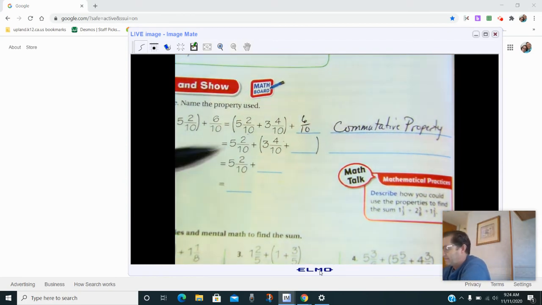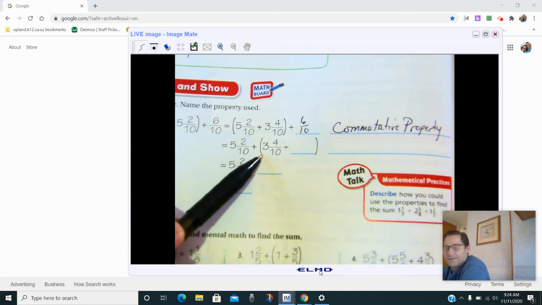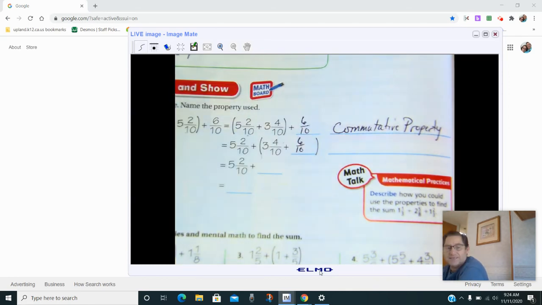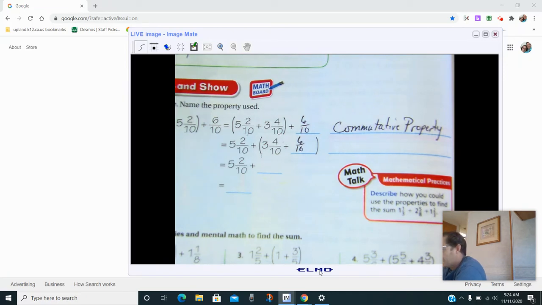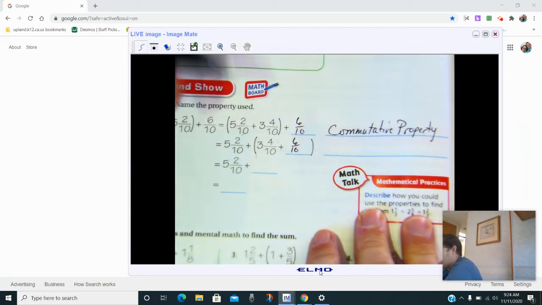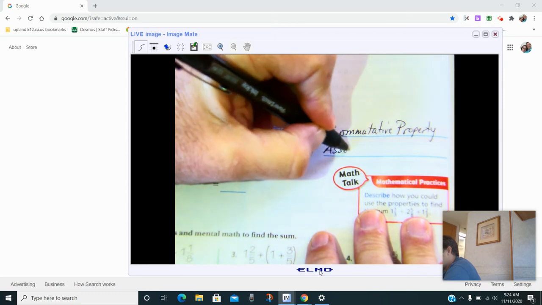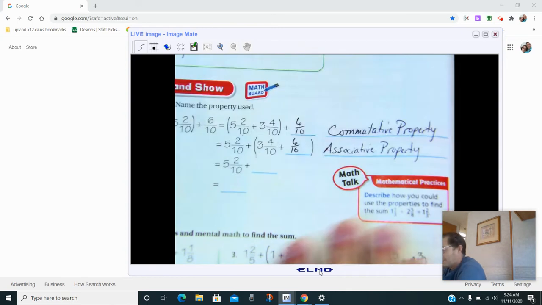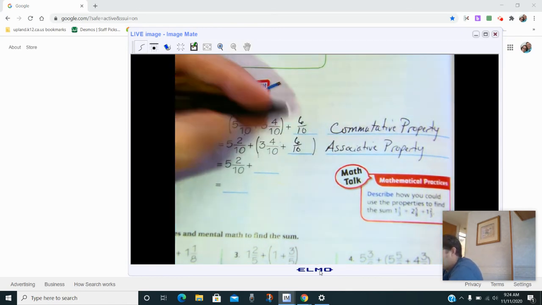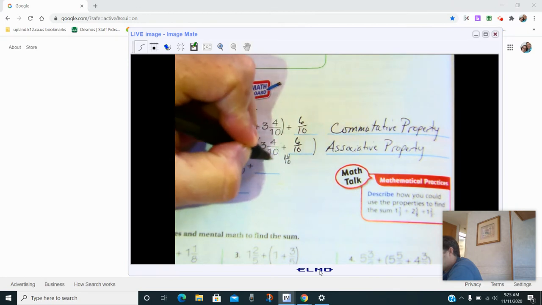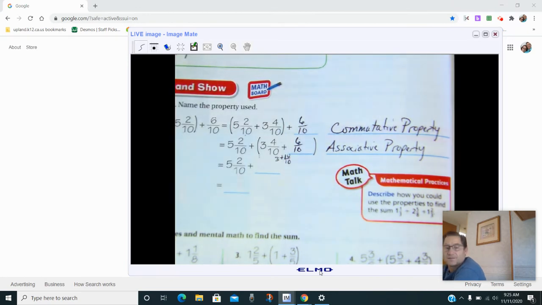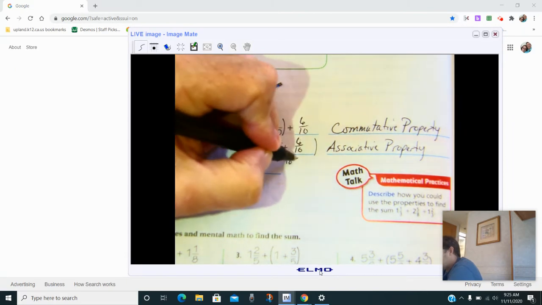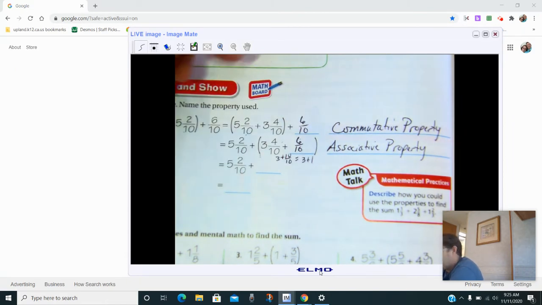And then they regrouped the 3 and 4/10 with the 6/10. And that would make sense because 6 and 4 is 10, and 10/10 would equal 1. So you see why they would want those to group together. So by changing the grouping, that's the associative property. All right, so again, 10/10 plus 3 would be 4, which equals 3 plus 1, because 10/10 is equal to 1, so 4.